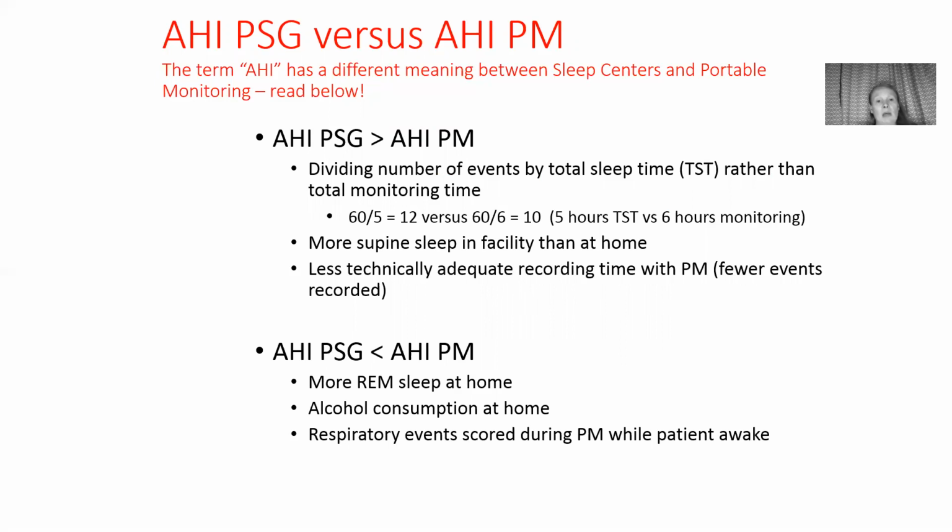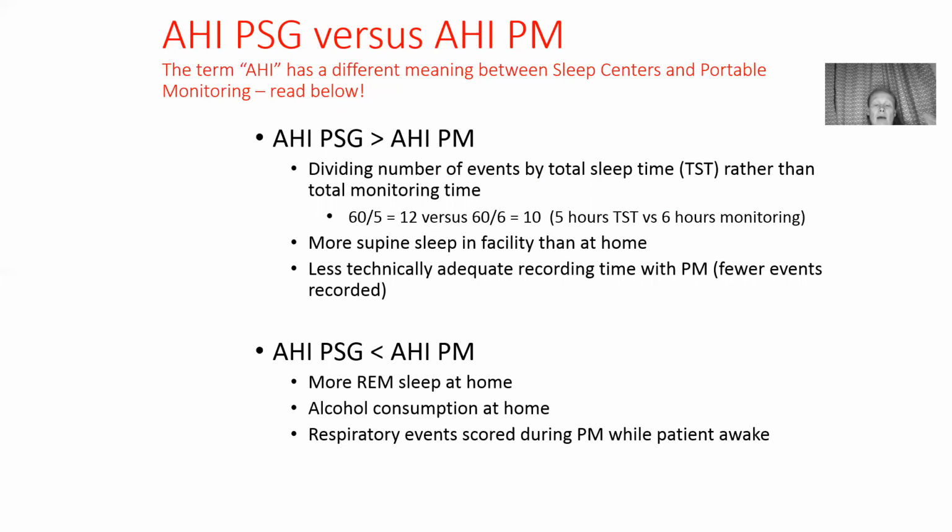For example, when we talk about the AHI, an AHI in a gold standard study performed in a sleep lab is going to have more accurate results, and most likely it will have a higher AHI compared to portable monitoring, and we're going to take a look at why. So with the in-lab sleep test, not a home sleep test, we calculate the number of apneas and hypopneas, and then we divide that by the total sleep time.